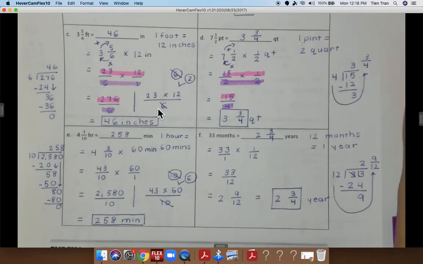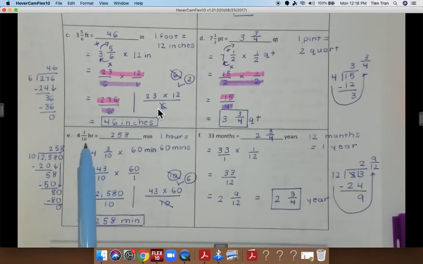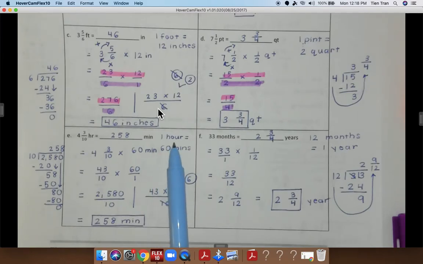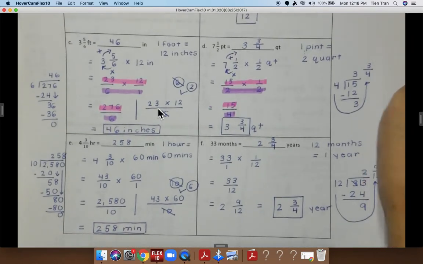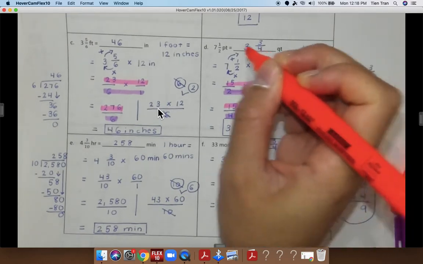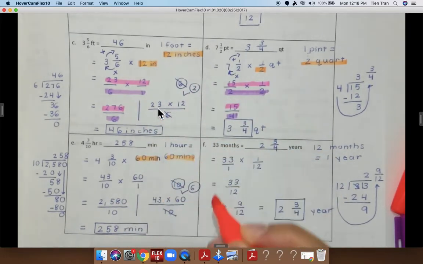Now, the next part we have 4 and 3/10 of an hour. So what I'm doing here is I'm multiplying. So I have 4 and 3/10 times 60 minutes, because 1 hour is equal to 60 minutes. That's where I'm getting my 60 minutes from. So if you're wondering where that comes from, that's right there. And I'm going to highlight this so you guys can see where these numbers are coming from. 60 minutes comes from right there.